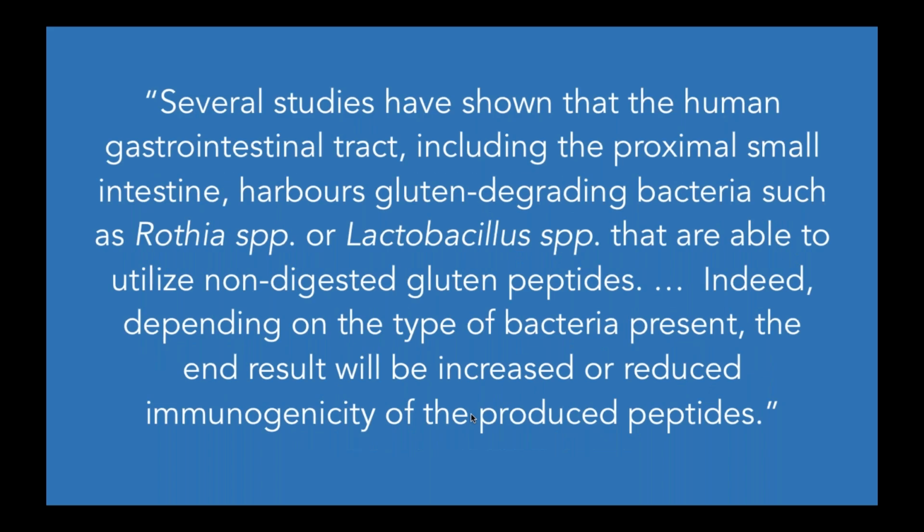And they go on to say several studies have shown that the human intestinal tract, including the proximal small intestine, harbors gluten-degrading bacteria such as Rothia species or Lactobacillus species that are able to utilize non-digested gluten peptides. Indeed, depending on the type of bacteria present, the end result would be increased or reduced immunogenicity of the produced peptides. So this is really an interesting aspect of talking about the interaction of the microbiome with digestion.